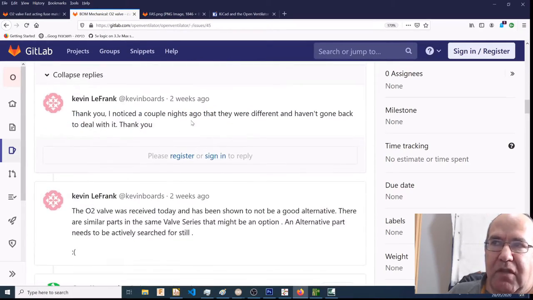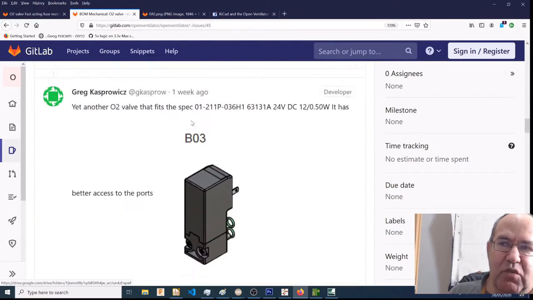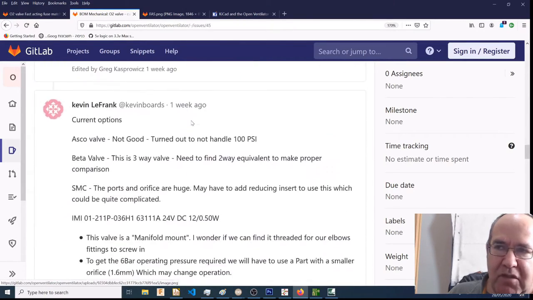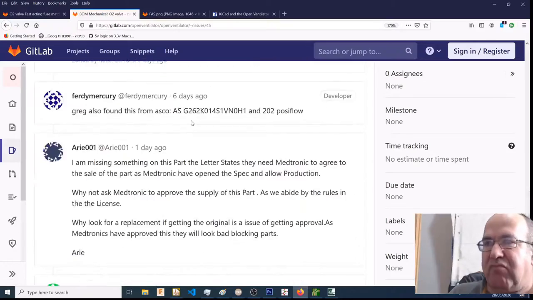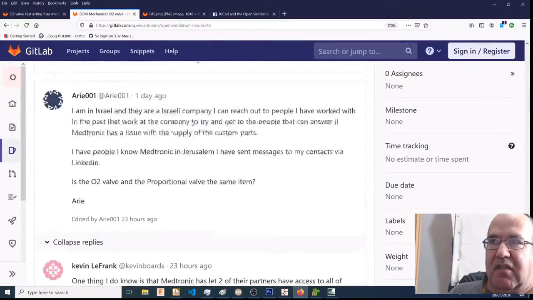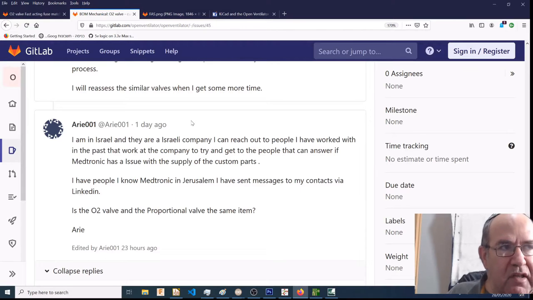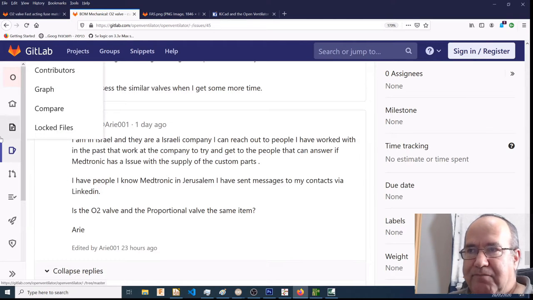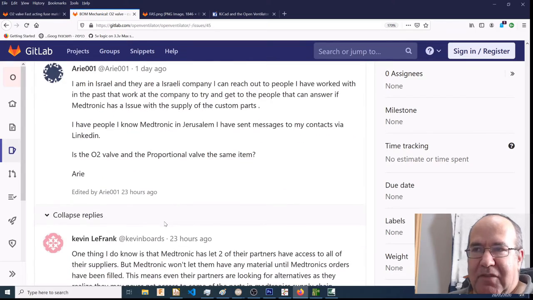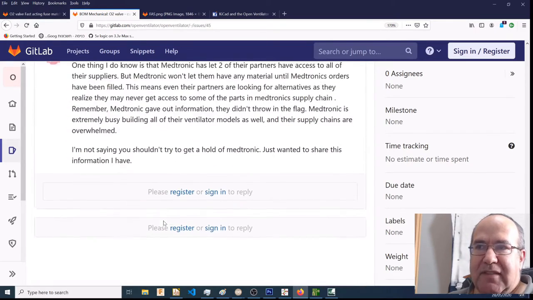Over the last week, people have been looking for a solution for this product without too much success. Yesterday morning, I reached out to people I know at Medtronic to see if there's any way of getting the original part, or Medtronic allowing the group to source the original part. My friends haven't got back to me about it.